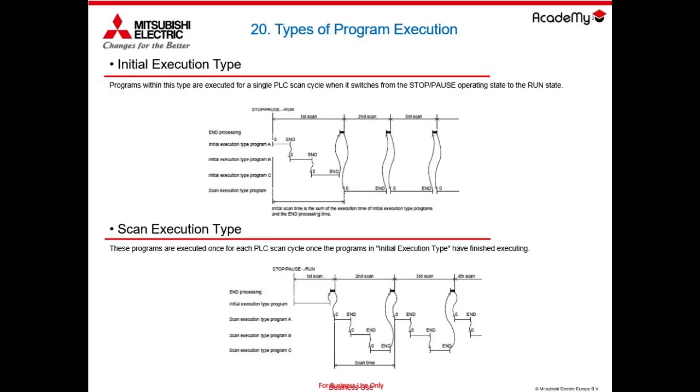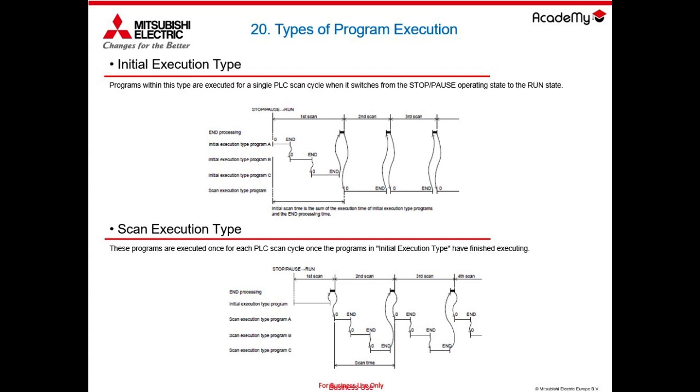The first type is the initial execution type. The programs within this type are executed for a single cycle of the PLC scan when the PLC goes from the stop or pause operating state to the run state. So in this case the C-type program, the initial one, comes into operation, as well as B and A. So there are three initial type programs that are executed only at the first PLC scan. This mode can be used to run an initialization required only at the power up.